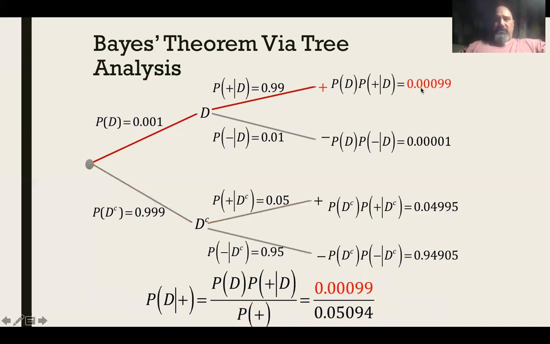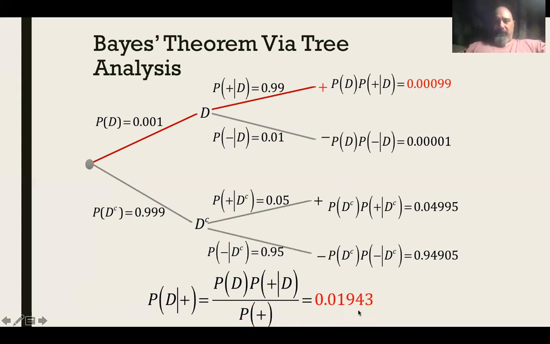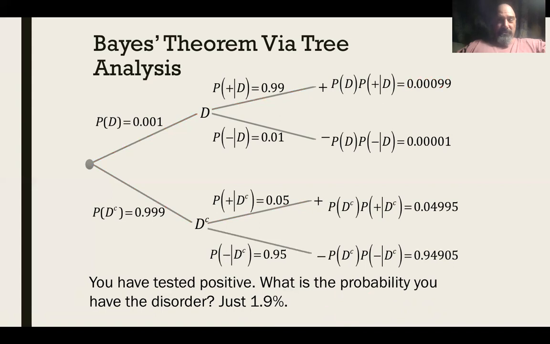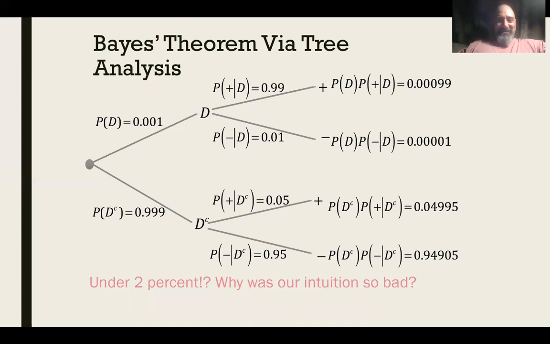It's just the 0.00099, right? And so the probability that I have the disease, given that I tested positive for it, is just 0.01943, or just under 2%. That should be surprising, right? It seemed like we had really strong tests. What's going on here? Well, you got to balance this against the fact that it's a very rare disease, right? So why is our intuition so bad?